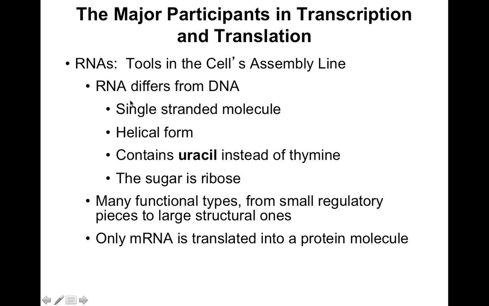RNA is essentially almost the same thing as DNA, except instead of a deoxyribose sugar backbone, it has a ribose sugar backbone. It can be in helical form, or in single-stranded form. It doesn't have T, or thymine, it has uracil. So instead of A, C, T, and G, it has A, C, U, and G. And the sugar is ribose, obviously.